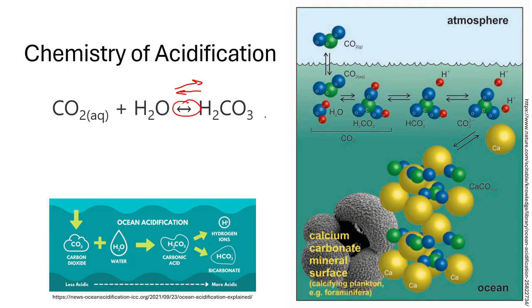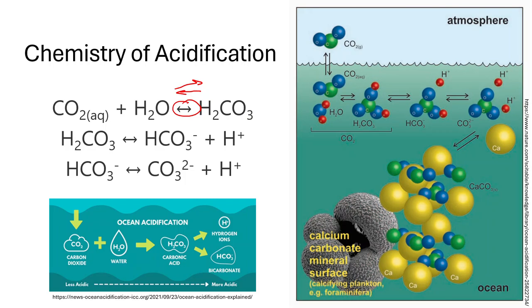If you remember anything about acids from chemistry, then you'll remember that acids will dissociate in water and they will release protons or hydrogen ions. That's what's happening here. So you're forming bicarbonate and then you're releasing a hydrogen ion into the ocean, which is going to increase the hydrogen ion concentration, which is going to decrease the pH and make it more acidic.